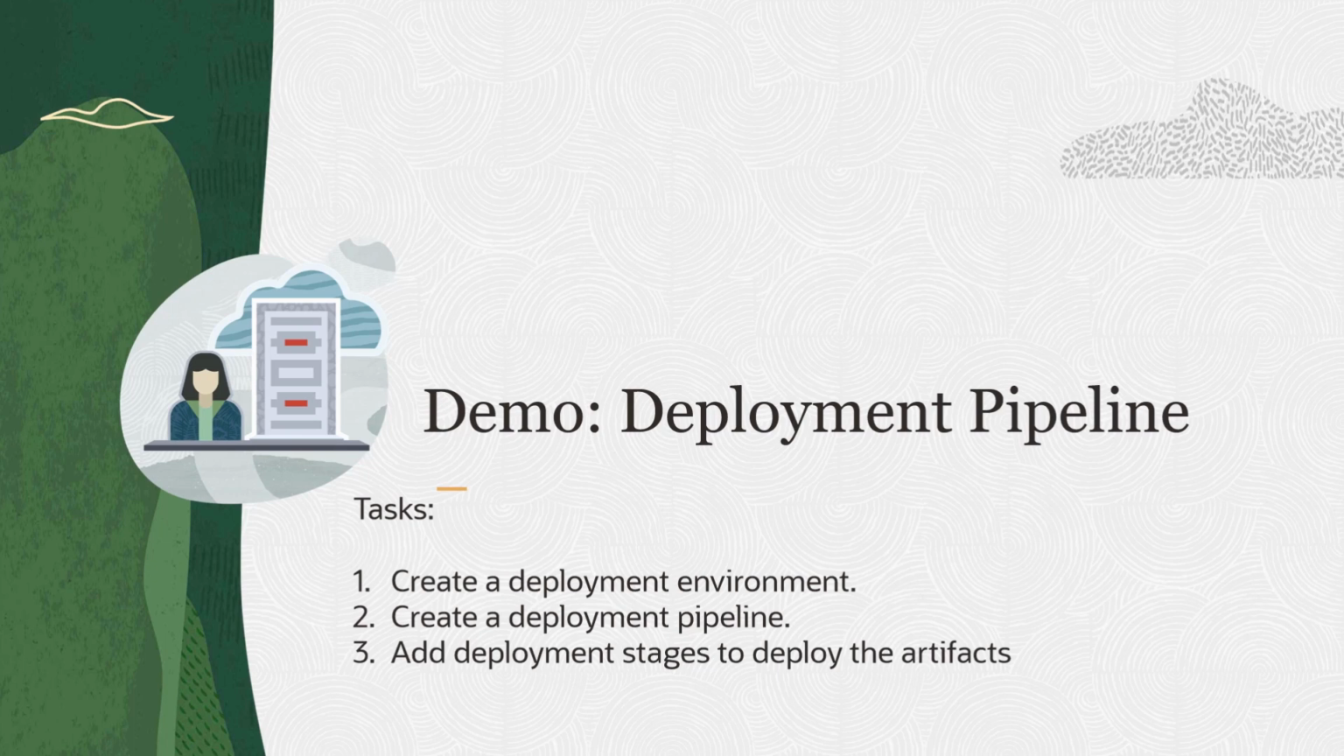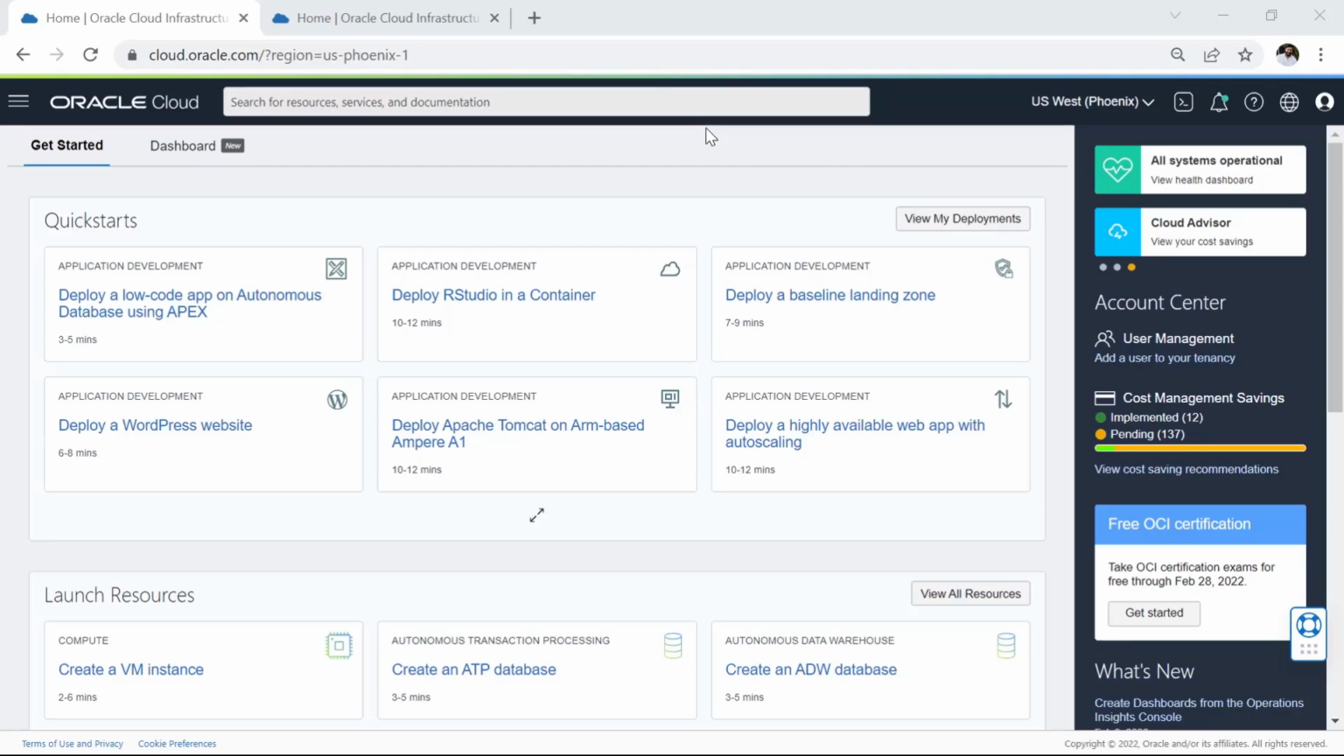So let's get started. Before we can create a deployment pipeline, we need to create a target for the deployment, which is called an environment. The OCI DevOps service can currently deploy into the instance groups, into Oracle Functions and Oracle Kubernetes Engine. In this particular demo, I'll be showing you how to deploy to OKE, which is Oracle Kubernetes Engine.